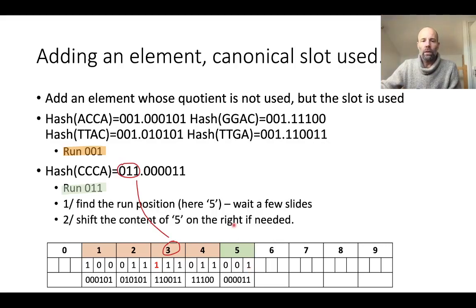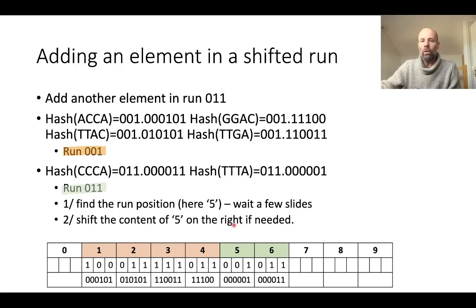Alright, this is what I have just said, basically. Now I add again another element with the same quotient, 0, 1, 1, which should have been here, but here again it's already taken by something else. I find the start of the location of the run where I should put this element. Again, it's forced to address number 5, and here I see that I started a run. Well, I already started a run with this quotient, so I'm just extending it in the same way I did for the first 4 elements.